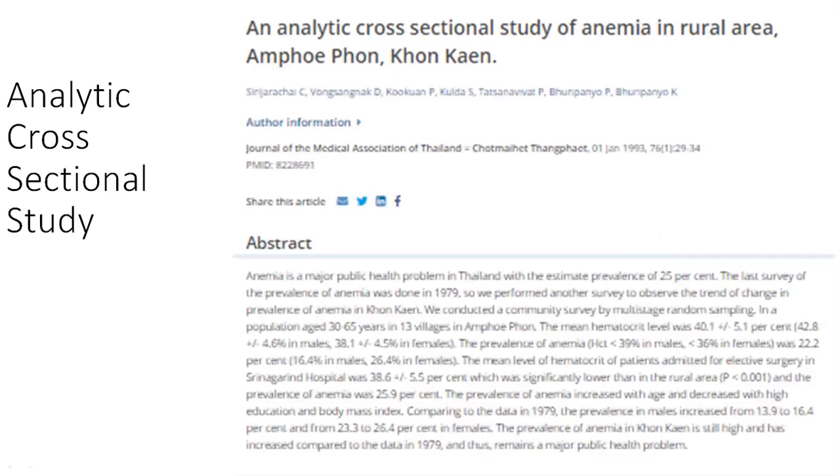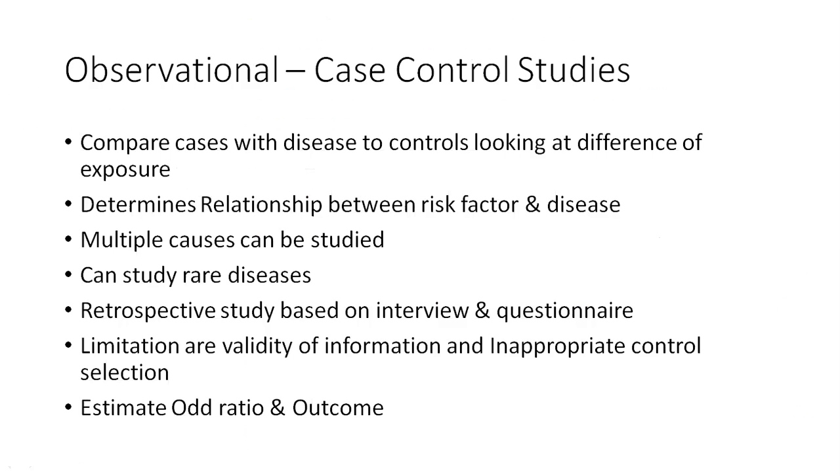An example of an analytical cross-sectional study is a study done in Thailand to study anemia in rural areas. Now, case control studies. The basic idea of case control studies is as it is named: there is a case and there is a control, and we have a disease condition, and we are trying to look at the differences of exposure. So it tends to determine the relation between risk factors and disease, and it is possible that you could study multiple risk factors in this area.